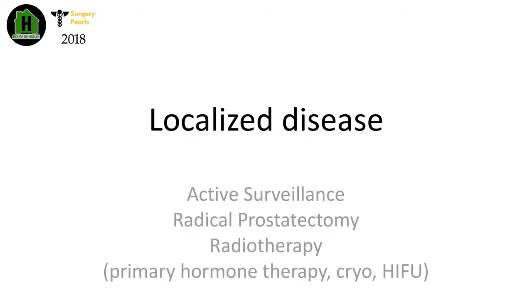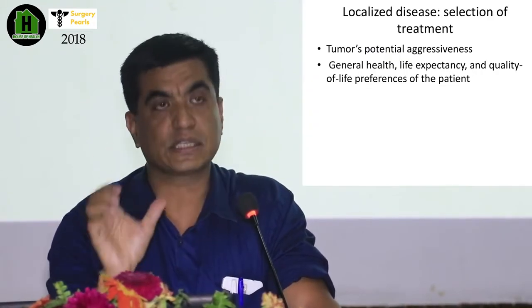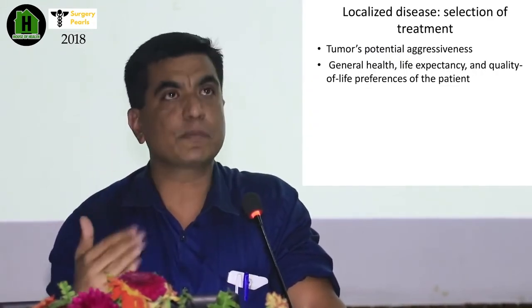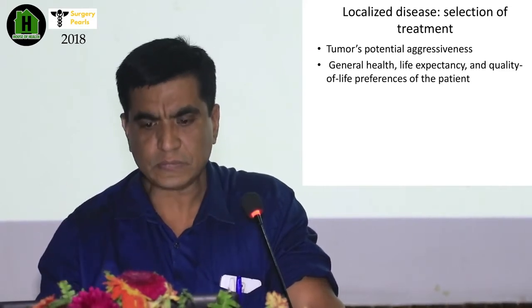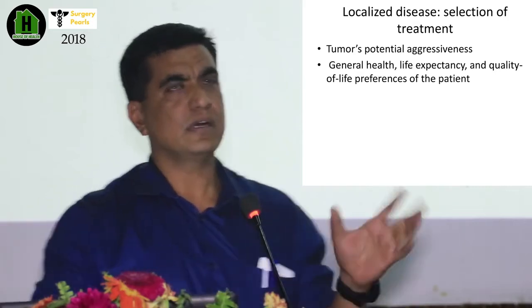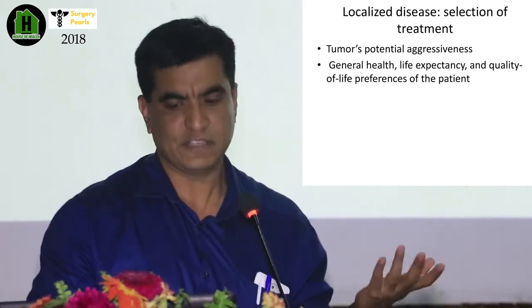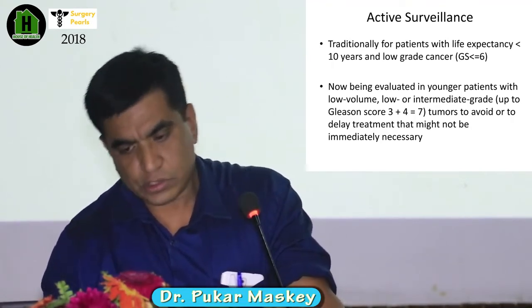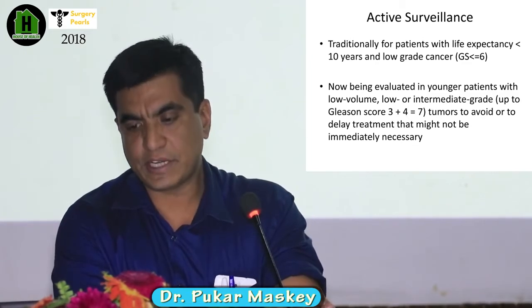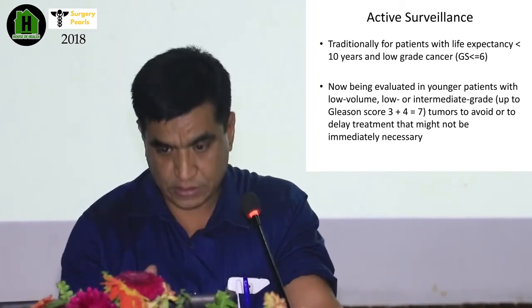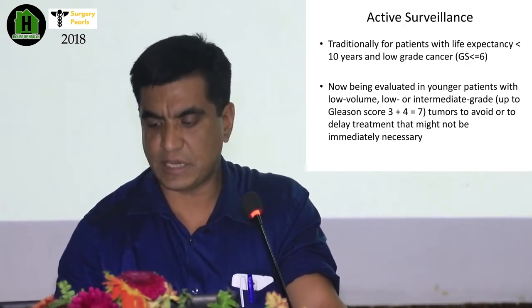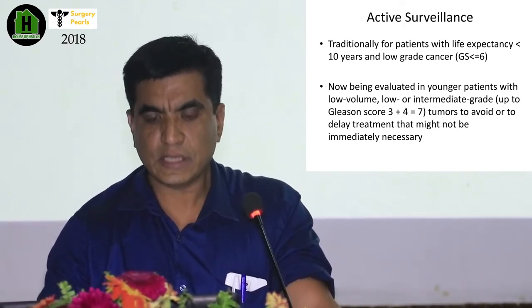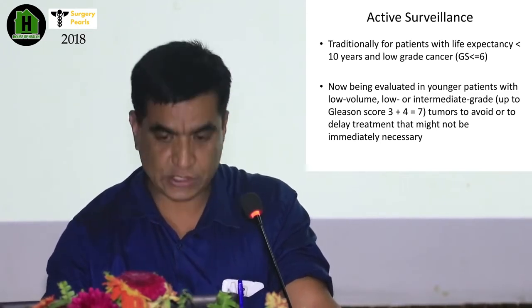Selection of treatment options for localized disease depends on the risk factors, whether it is low risk, intermediate risk, or high risk, and on the general health of the patient and their life expectancy. Active surveillance, almost similar to watchful waiting but more proactive, is indicated for patients who have life expectancy less than 10 years and who have low grade cancers. It is also now being evaluated in younger patients with low volume, low or intermediate grade, up to Gleason score 3 plus 4 equals 7 tumors, to delay treatment that might not be immediately required. See, the idea is to avoid over-treating the patient.